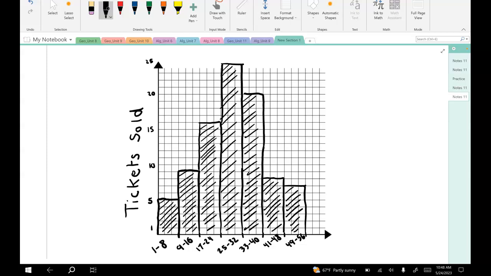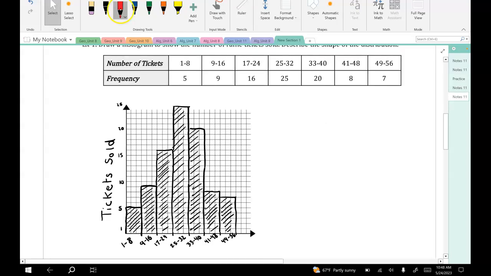Sometimes you'll see people also label above the bars. Like this is 5, 9, 16, 25, 20, 8, and 7. That's not a required thing to do. Sometimes it just helps whoever would be reading your graph to read a lot quicker, especially if your numbers are small.